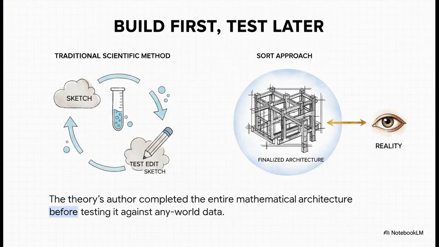So you know how science usually works. You build a model, you test it with data, you tweak it, you test it again. While SORT did the exact opposite. The author made this very deliberate choice to build out the entire mathematical structure first, from start to finish. The whole idea is to create a complete, stable, unchangeable blueprint, and only then see how it lines up with reality. That way, you're not just testing a flexible model, you're testing the entire finished theory, warts and all.